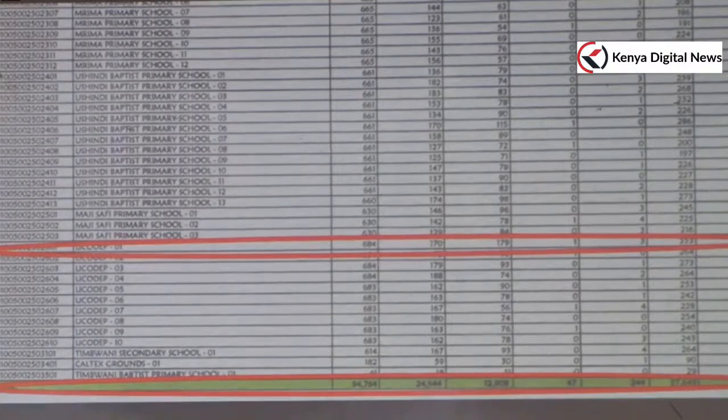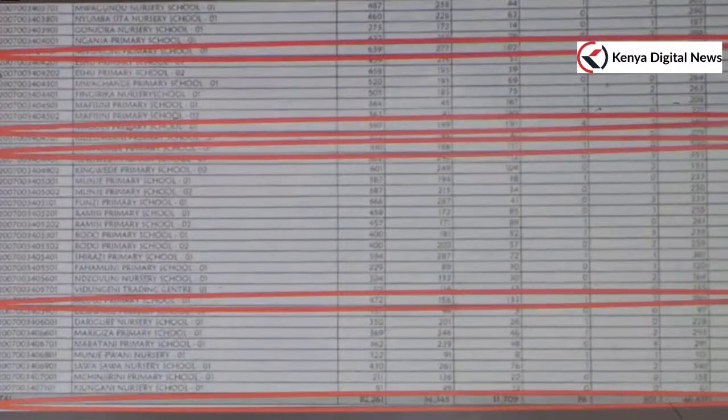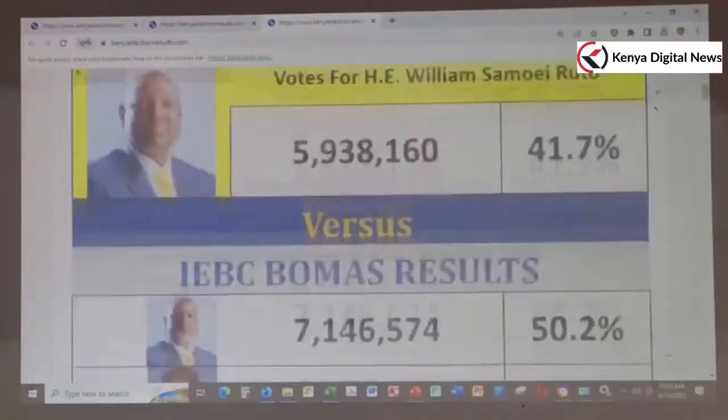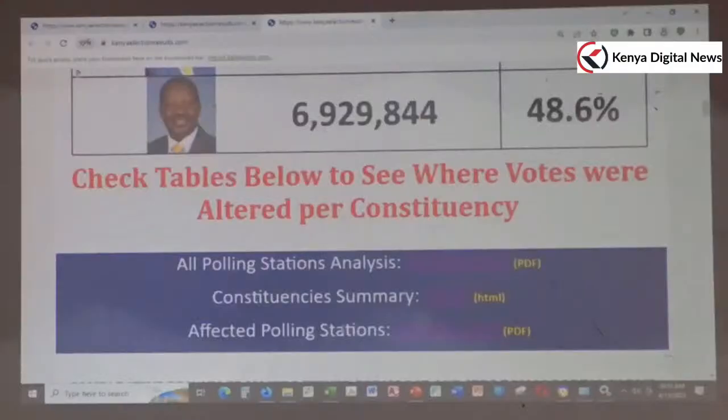I give you another one of a different one. Here, you can see that in this station called Mivumoni Primary School, now that is a figure that has already been discussed.